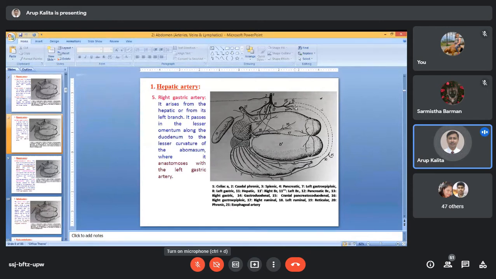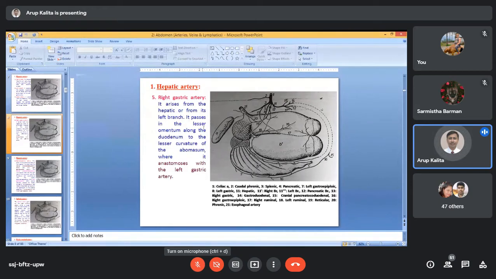And this right gastric artery, you will be going like this, and it will connect with the left gastric artery. This one is the left gastric artery. So the right gastric artery is connected with the left gastric artery. Here it is written, you see, I am reading this one: the right gastric artery arises from the hepatic, number 13, or from its left branch. Either it will be arising directly from the hepatic or from the left branch.